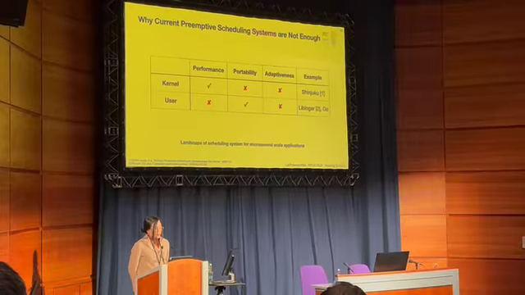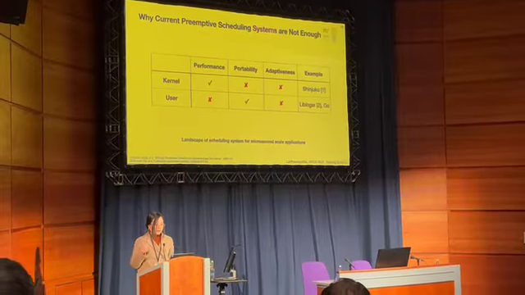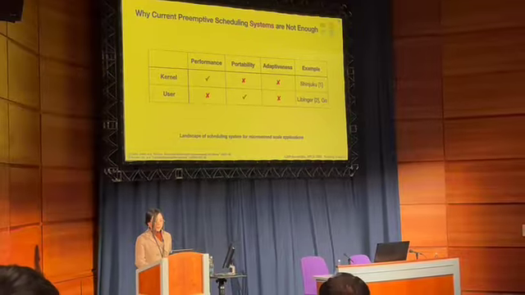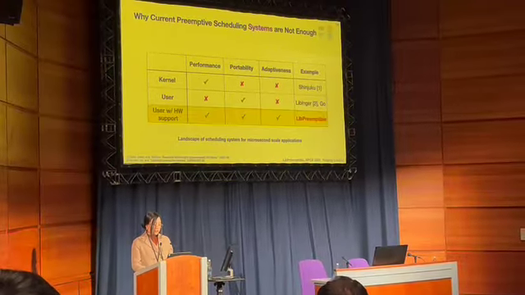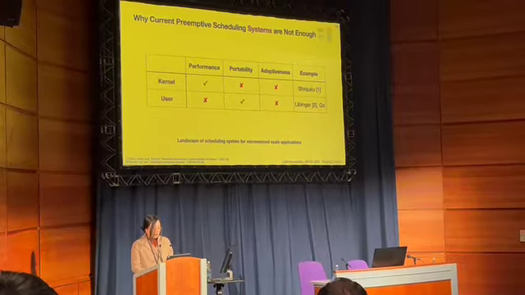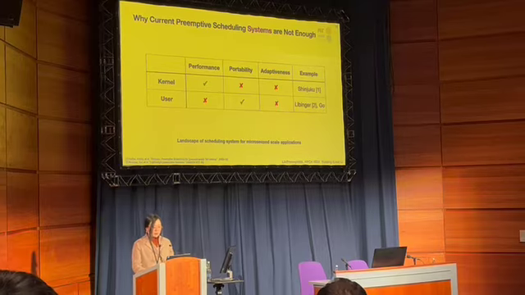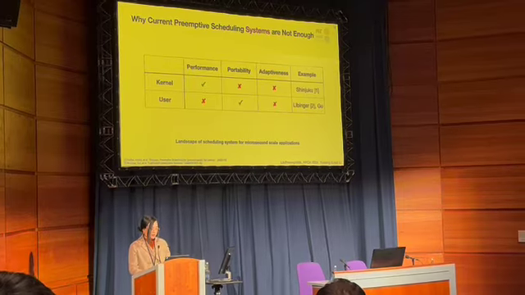The existing implementations of preemptive scheduling systems usually involve 2 schemes in terms of ownership. Kernel space managed solutions like Shinjuku are generally faster due to their direct access to the hardware preemption. However, they have portability issues.